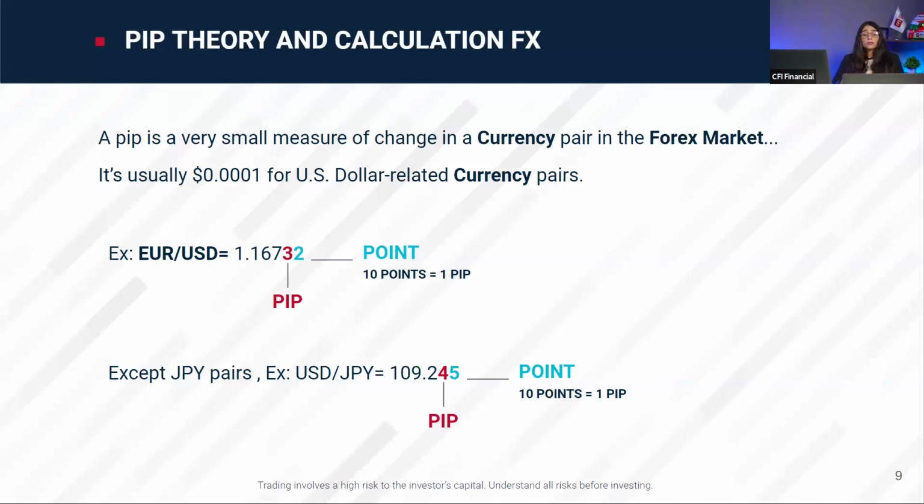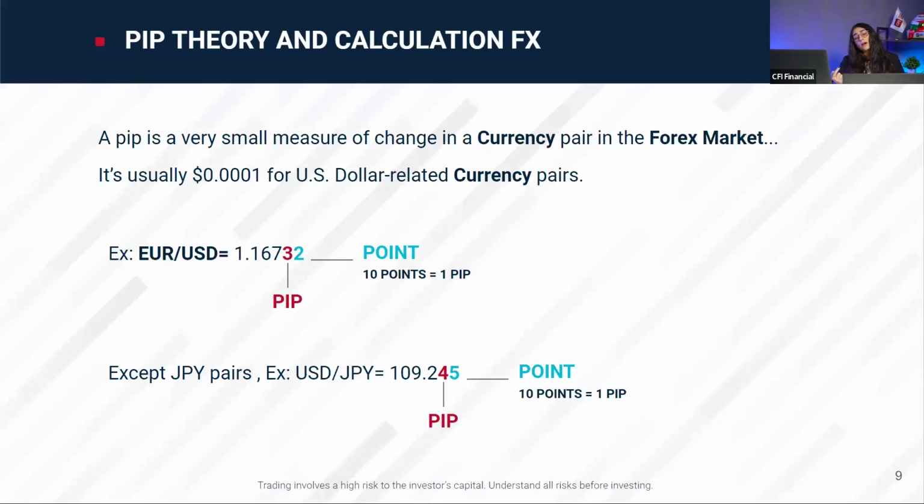So when we're talking about the Forex market, we're talking about currency pairs. In our case, we're going to give an example regarding the euro versus the US dollar. Let's say the price is at 1.16732. 1 pip will be the 4th number after the decimal place, so in our case, it will be the number 3. Let's say that the price of the euro versus the US dollar was 1.16732 and increased to 1.16742. This means that the price rose 1 pip.